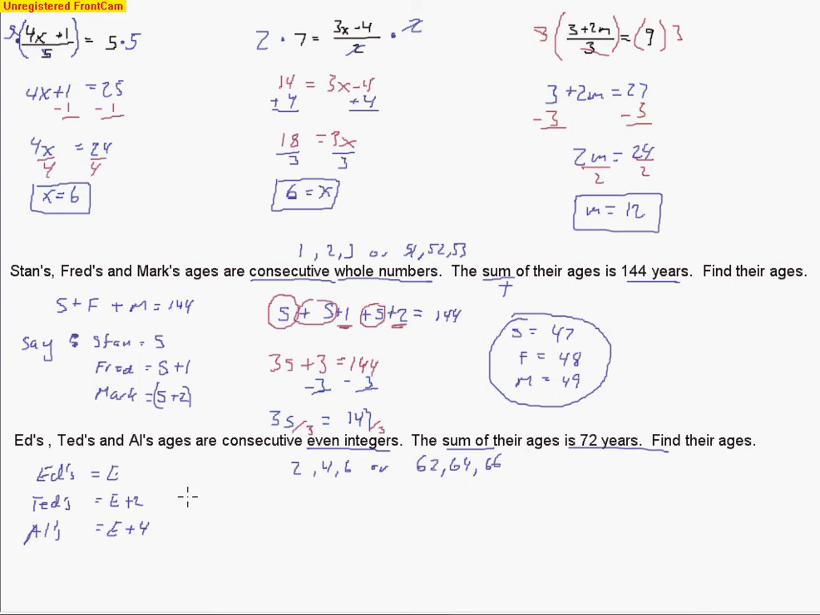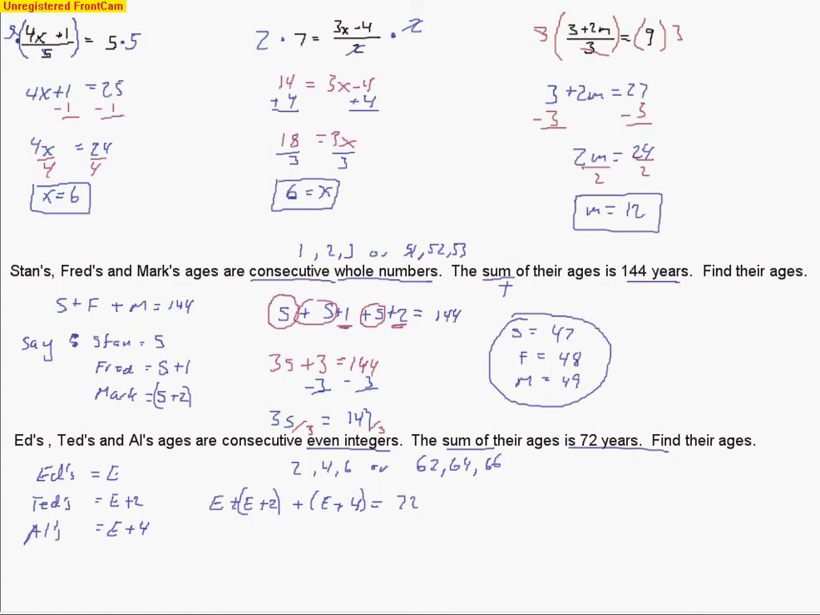So now we have just one unknown. So what we can do is add those up, because it says the sum of their ages is 72 years. So we got Ed's age, we got Ted's age here. I'll put parentheses around it so you can see it a little bit better. And then we have Al's age here, Ed's age plus 4. And so that all adds together to make 72 years.